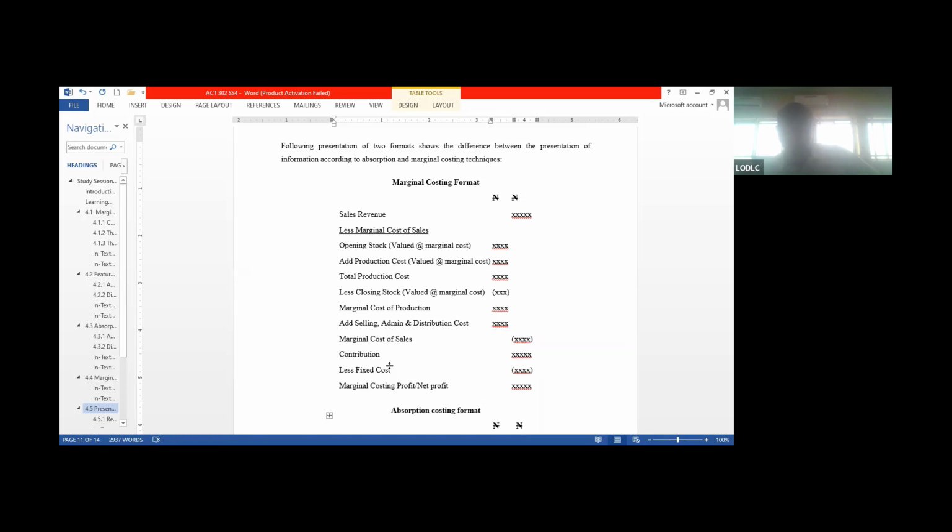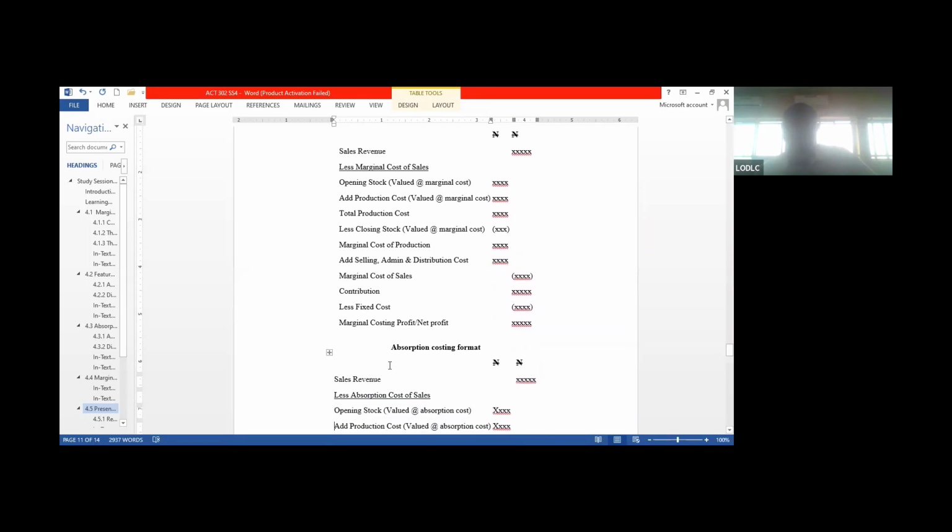So sales revenue minus marginal cost of sales will give us contribution. Don't forget in our definition of contribution, we say sales revenue minus marginal cost of sales. So we have contribution. Then don't forget that the fixed cost has to be what? Excluded. So you now remove your fixed cost from your what? From your contribution. Contribution less fixed cost will now give us what? Profit. That is why I said most times when you want to get your profit, you have to ensure that your fixed cost is excluded from your what? From contribution. So that's the format for marginal costing.